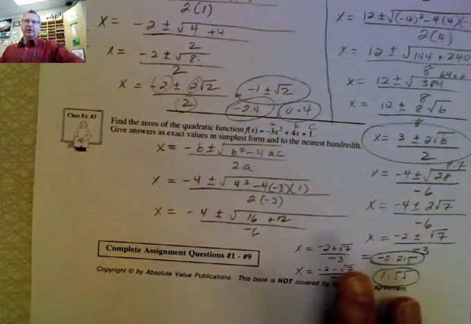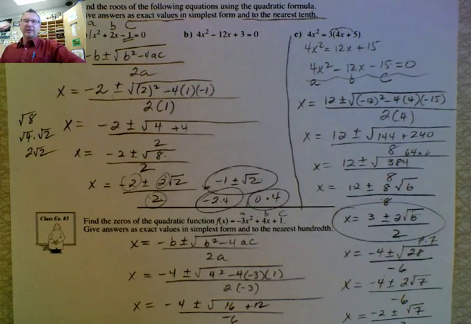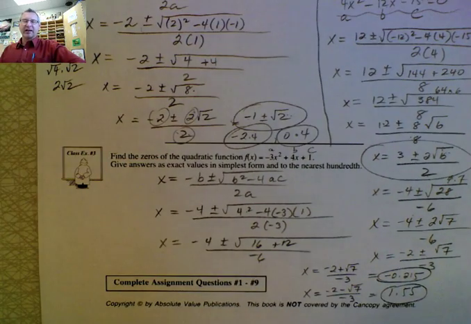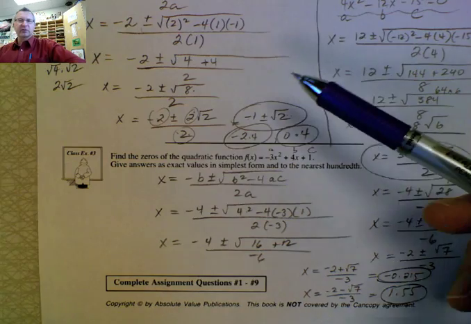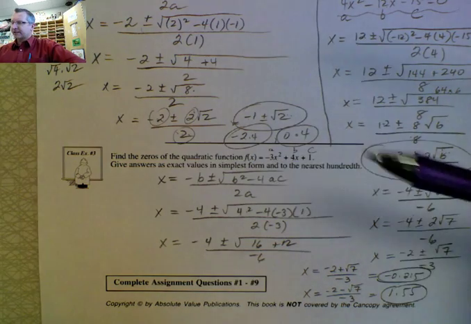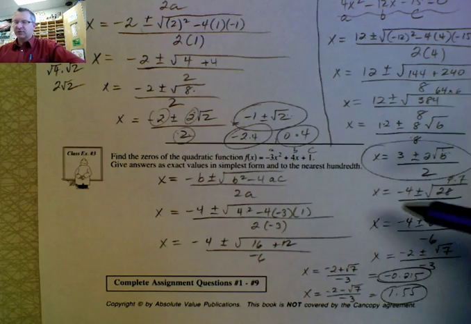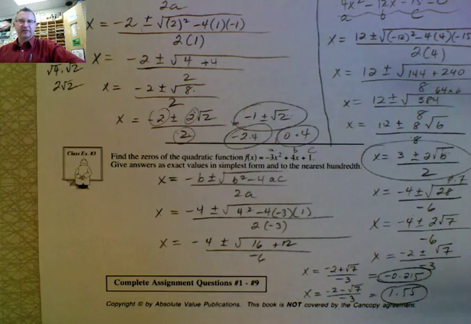So basically what we're covering in this lesson is, how do we find x-intercepts when you can't factor? Well, we have to use quadratic formula. And as I said earlier, you can use quadratic formula even if it's factorable.